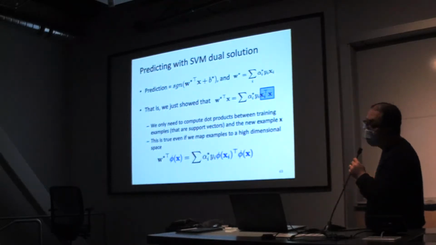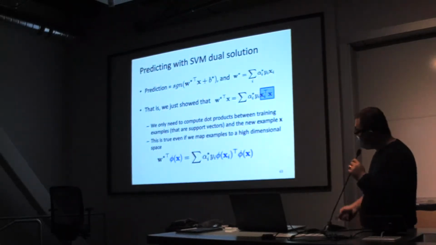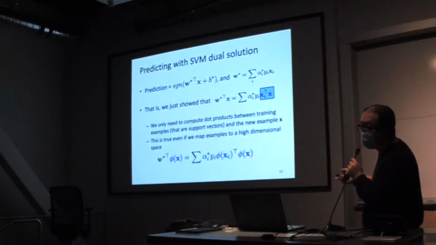So why is this useful? Because later we'll see this can be really expensive, and the kernel trick can keep you from directly computing the feature mapping and dot product.